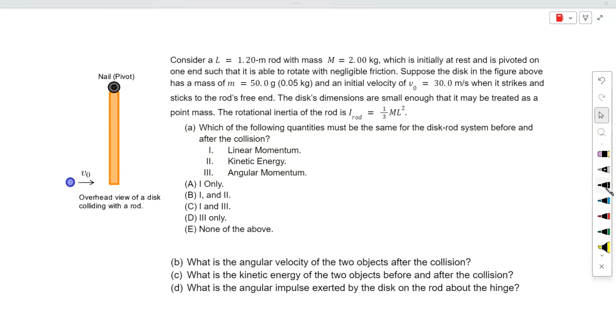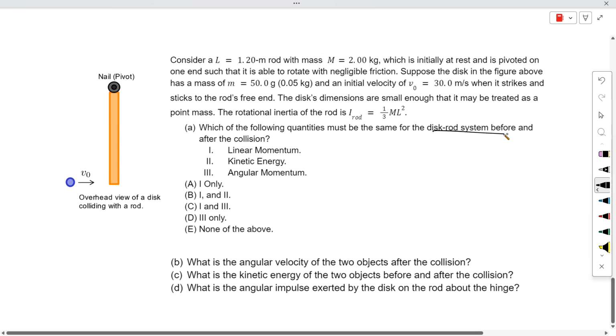All right, so we have a rod here with this mass, and initially it rests pivoted at one end, so it's able to rotate with negligible friction. Suppose the disc in the figure has a mass, so we have a pivot here, strikes and sticks to the rod. The disc's dimensions are small enough that it may be treated as a point mass. The rotational inertia is this. Which of the following quantities must be the same for the disc-rod system before and after the collision?